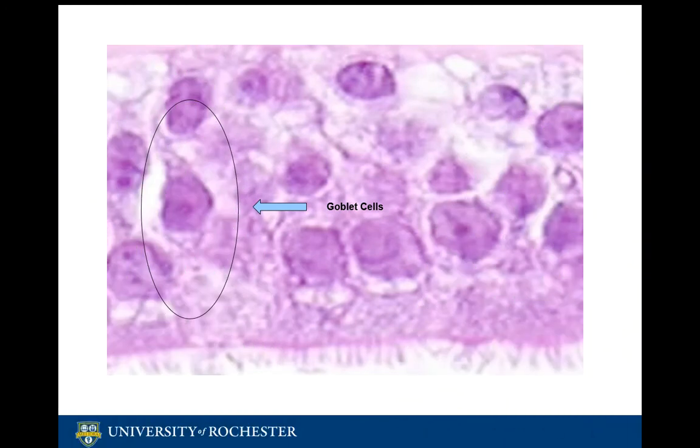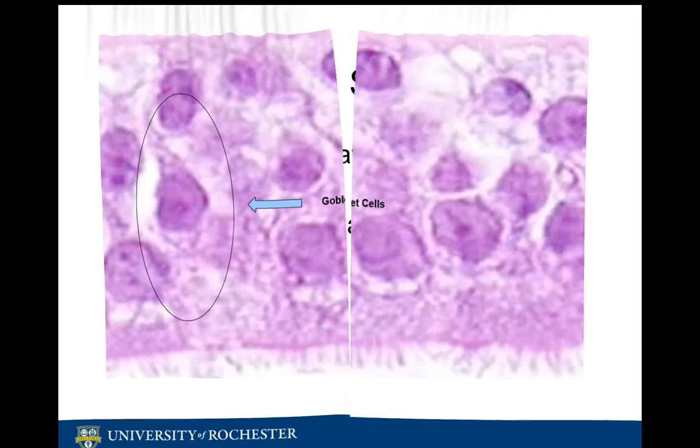Goblet cells. Inside the ciliated pseudostratified columnar epithelium are a type of cell called goblet cells. Their main function is to secrete mucus in order to catch bacteria and other dust particles that may get down the windpipe.